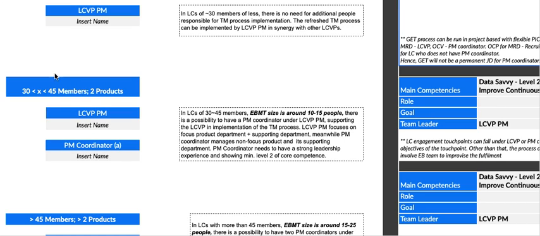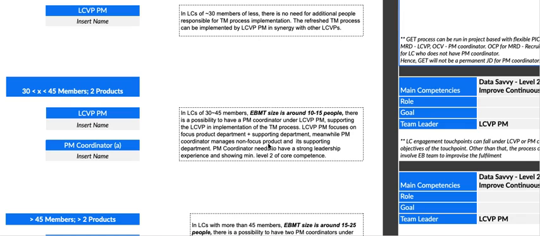So other than looking at membership size, what's more important is looking at your EBMT size. So if your EBMT size is around 10 to 15 people, then there's a possibility to have a PM coordinator to focus on supporting LCP implementing TM process. Okay, so LCP PM will be focusing on product department and supporting department. Meanwhile, PM coordinator can manage non-focused product.